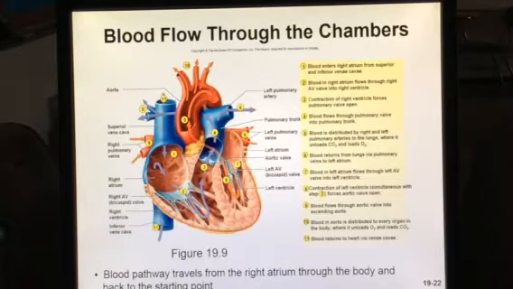So I just wanted to make sure that we weren't just super focused on the heart itself and that we know what's happening at steps 5 and 10. But again, you want to have this pathway down pat. You may see it as an essay question on a test.